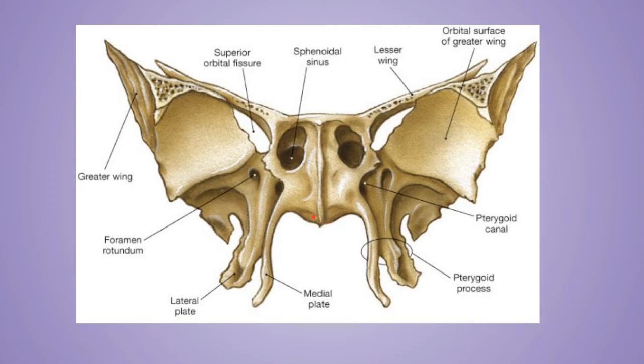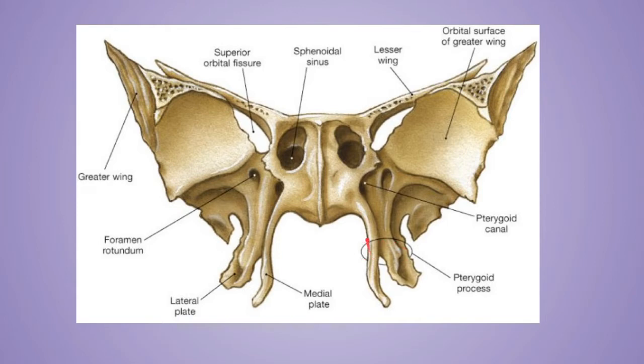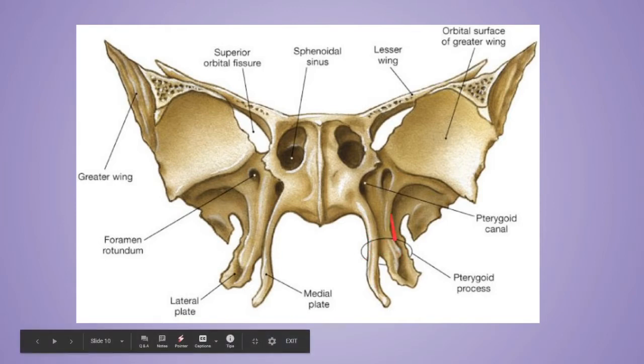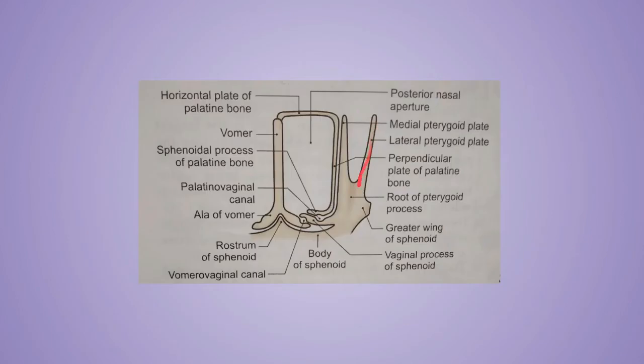Over here we have two vaginal processes of the sphenoidal bone, not visible here. This is the pterygoid process of the sphenoidal bone, which has the medial and lateral pterygoid plates. This is the greater wing, this is the lesser wing. Here the ala of the vomer articulates with the rostrum of the sphenoidal bone.